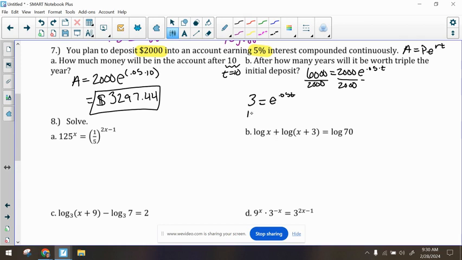I need to convert this to log form that has base e, and then the other two things swap. But I know that a log with base e is a natural log. And then I'm going to divide by 0.05 on both sides. So I can do this now in one step. I'm going to type natural log 3, close my parentheses, divide by 0.05, and I get about 21.97 years.